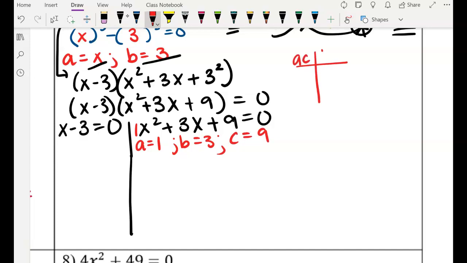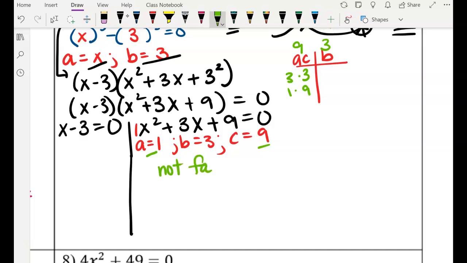We make your chart to see if it's going to work or not. A times c is going to be 1 times 9, which is 9. Your b value is 3. So could we possibly find two numbers that multiply to equal positive 9 and add to equal 3? And the answer is really not possible. So this is not factorable anymore.